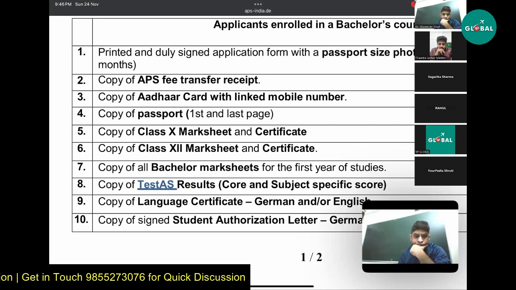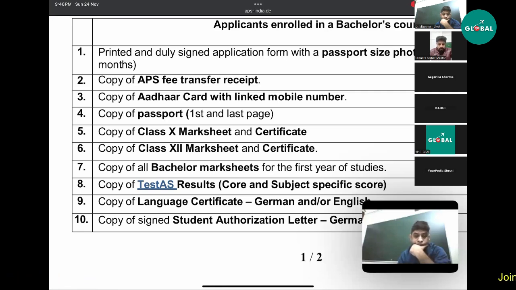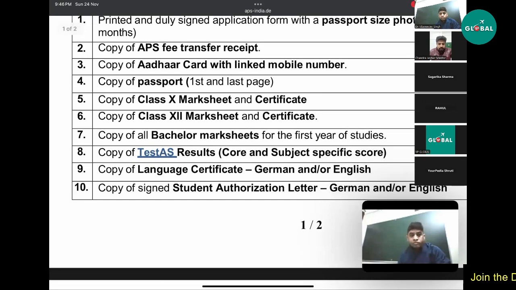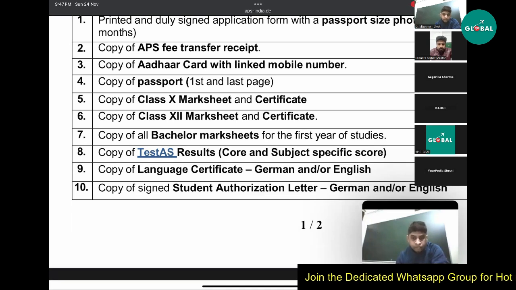But this is what you have to write if you are still in your seventh or eighth semester, if you have not graduated from your bachelor's program. And when it comes to the bachelor's mark sheet, they only need the first year of mark sheets. So that means only 2 semesters, the first semester and the second semester, right? And every other requirement is the same, except the seventh and eighth point. So if you are still doing your bachelor's, then this is the documentation checklist you have to follow, right?